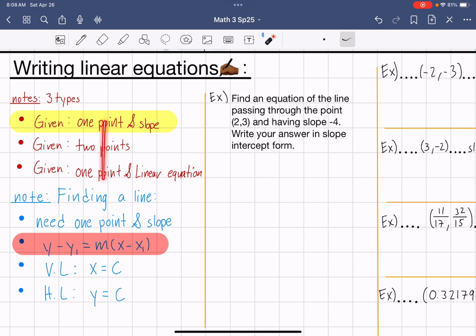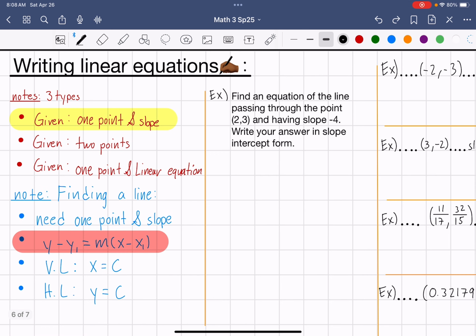Because in all of these problems, for any equation, you need a slope and a point. And in each one of these, you're given a point and a slope. The second one, you're given 2 points, but if we remember the slope formula, which I'll put here, it is y sub 2 minus y sub 1 over x sub 2 minus x sub 1. And that would allow you to find the slope here.